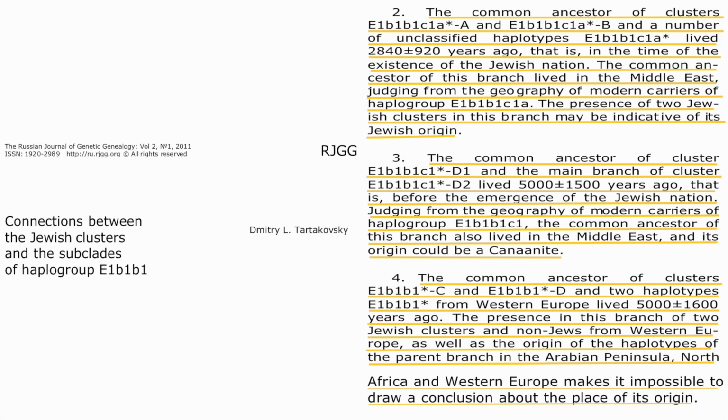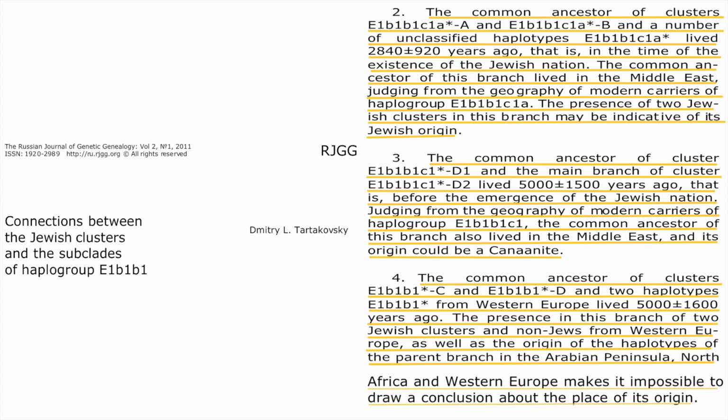The common ancestor of cluster E1b1b1-A and E1b1b1-B and a number of unclassified haplotypes of E1b1b1 lived 2,840 plus or minus 920 years ago. That is, in the time of the existence of the Jewish nation. The common ancestor of this branch lived in the Middle East, judging from the geography of modern carriers of the haplogroup E1b1b1c1a. The presence of two Jewish clusters in this branch may be indicative of its Jewish origin.